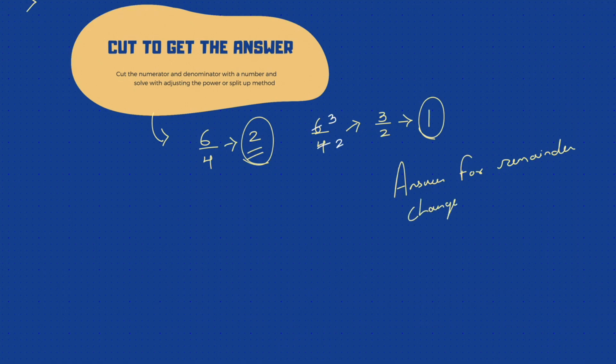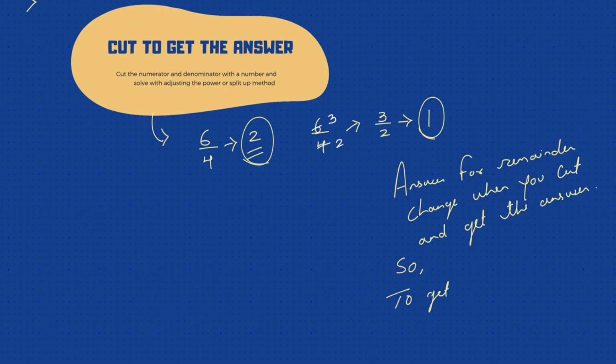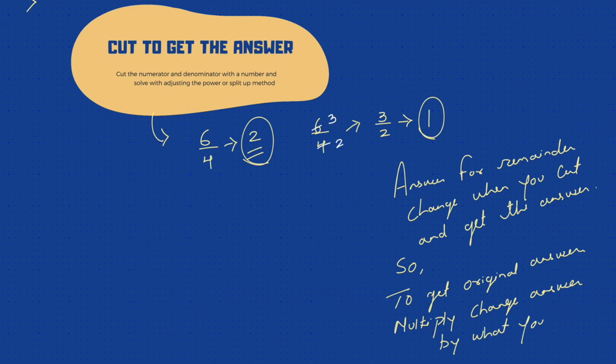Okay, so what do I need to do right now? You need to understand that as soon as you cut and get the answer, the remainder will change. There will be conditions where you are supposed to cut to get to the final answer. So what do you do to get to the original answer from the answer that you have got by cutting it? Multiply the changed answer by what you have cut.